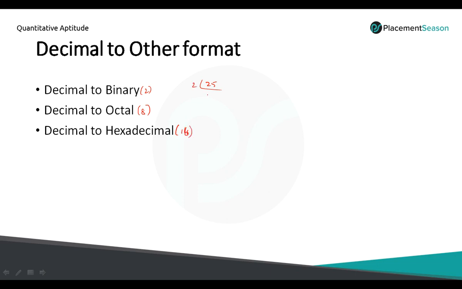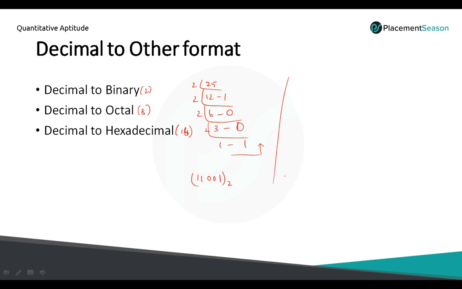So I have to divide this by 2. I will get 12 and the remainder is 1. Again 2, 6, remainder 0, 2, 3, remainder 0, 2, 1, 1. So I have to write this number from bottom to top now. So 1 1 0 0 1. This is the binary equivalent of given number 25.